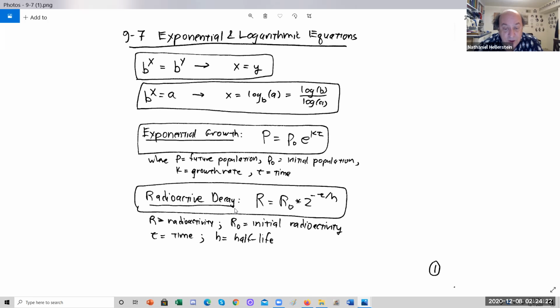Similar is radioactive decay. If R naught is the initial radioactivity of a sample, and R is its later radioactivity, and H is what's called the half-life, which is how long it takes for half of a radioactive substance to decay away, then R equals R naught times 2 to the negative T over H. Whenever T increases by H units, this exponent decreases by 1, and 2 to the negative 1 is a half. So that's how this works.